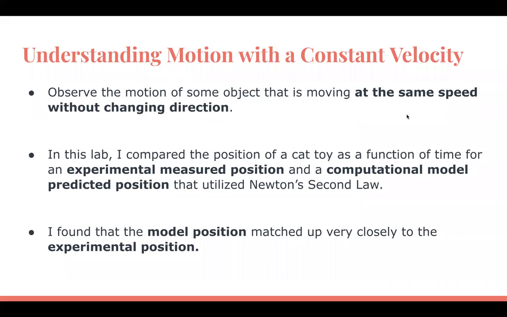In this lab, I observed the motion of an object that was moving at the same speed without changing direction. I compared the position of this object, which is a cat toy, as a function of time for an experimental measured position and a computational model predicted position. And I utilized Newton's second law to determine the computational model predicted position.